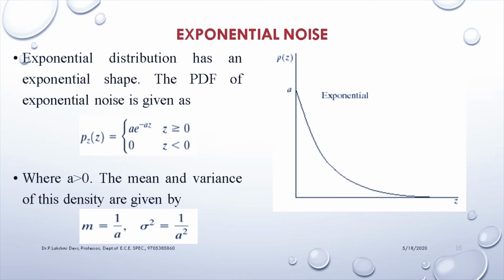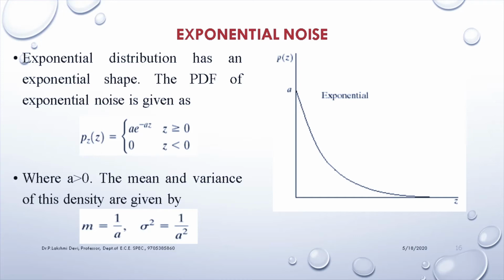You can observe that whenever the intensity of the pixels in an image, Z, equals 0, the probability distribution function value leads to A. Let us substitute here. If Z is greater than or equal to 0, the value of P of Z is equal to A times e to the power of minus AZ. If Z is equal to 0, this e power term becomes e power minus 0, so it is 1. Then the probability of that particular exponential noise at Z equals 0 has the maximum value, some constant, that is A.